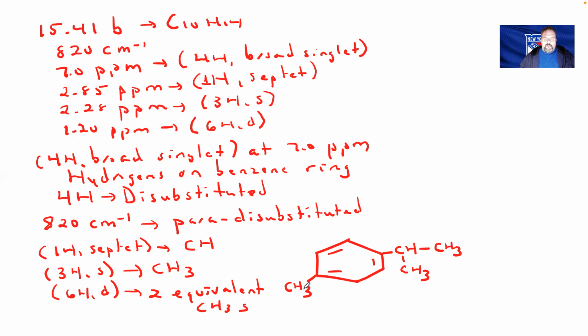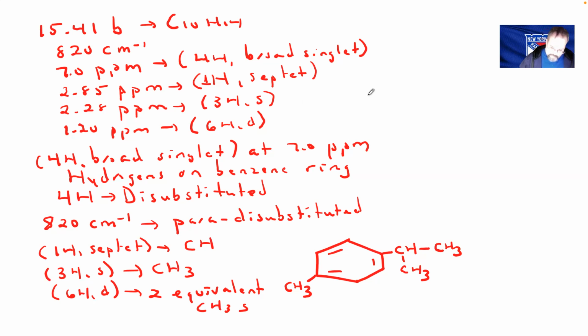So for the 3 hydrogens, pick 1. Here's the carbon it's attached to. This is the only neighboring carbon. No hydrogens. 0 plus 1 is 1, singlet. For this hydrogen, here's the carbon it's attached to. It has 1, 2, 3 neighboring carbons. 0, 3, and 3 is 6. 6 plus 1 is 7. It's an actual septet. For the 6, pick 1. Here's the carbon it's attached to. This is the only neighboring carbon. 1 plus 1 is 2, doublet.